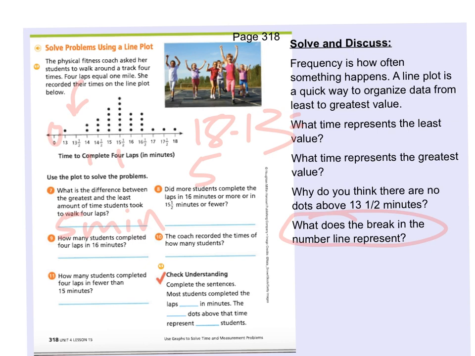Did more students complete laps in 16 minutes or more, or in 15 and a half or fewer? So they're asking me to include that. So I'm including everything over here in 16 or more. So that's 4, 8, 9, 10, that's 11 kids. Everything 15 and a half and below, because that's 1, 2, 3, 4, 5, 6, 7, 8, 9, 10, 11, 12, 13, 14, 15, 16, 17. There's 18 kids that made it in 15 and a half or less. So I would just put 15 and a half, because that's the one that had more.